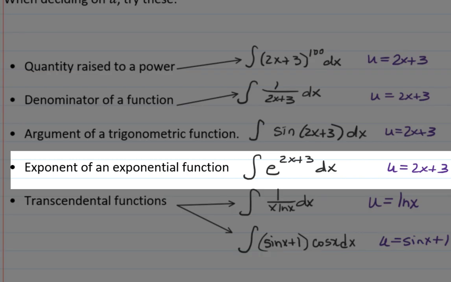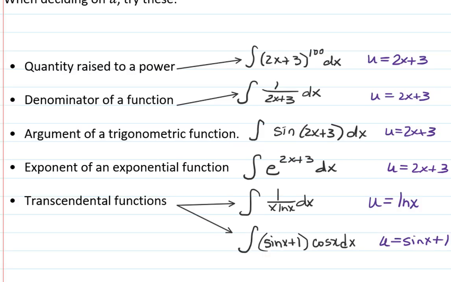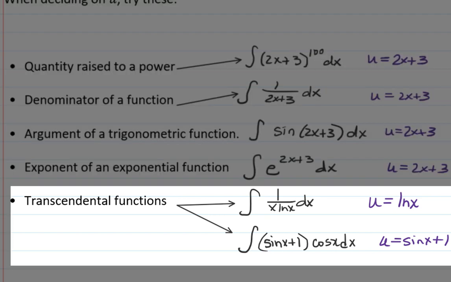You can let u be the exponent of an exponential expression, like e to the 2x plus 3, let u be the 2x plus 3. Or the last thing is any transcendental functions. So transcendental functions are like trig functions, natural log functions, functions like x to the x power, basically all the weird functions that cannot be written as a combination of addition, subtraction, multiplication, division, and exponentiation. In that case, we are going to try letting u be one of those functions.